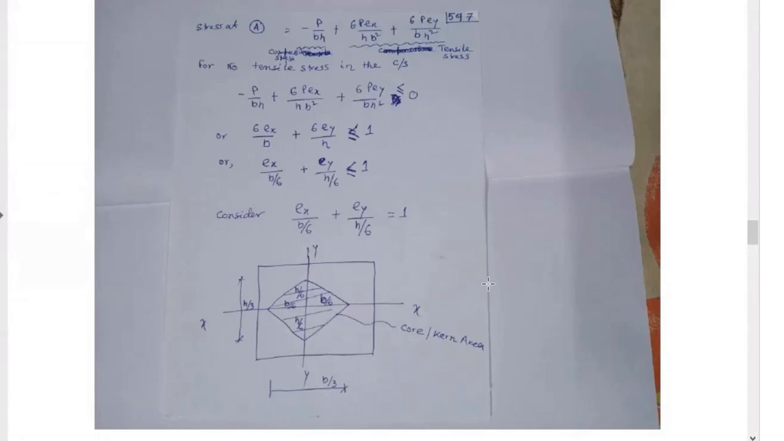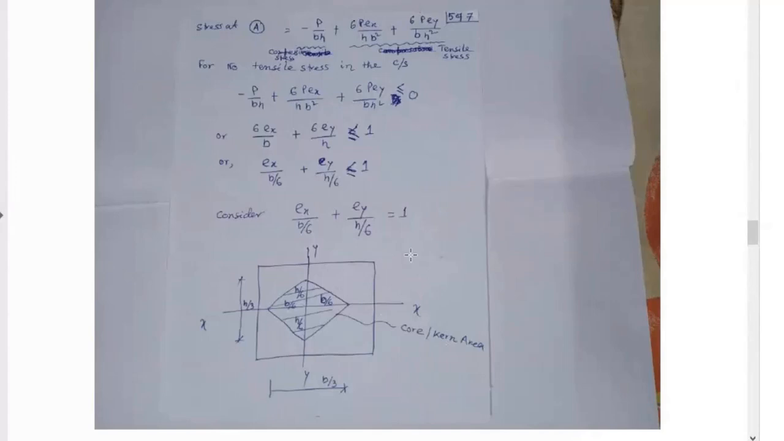We will get this hatched portion. Not exactly a rectangle, I think, but we will get a rectangle. And this rectangular area is called the core area or the Kern area of a rectangular cross section.